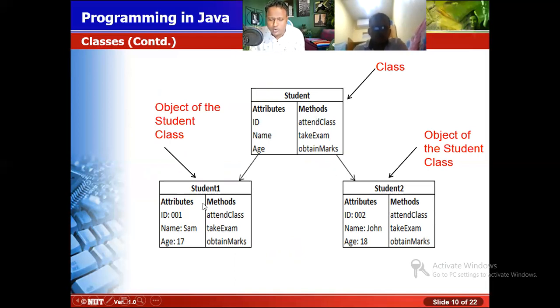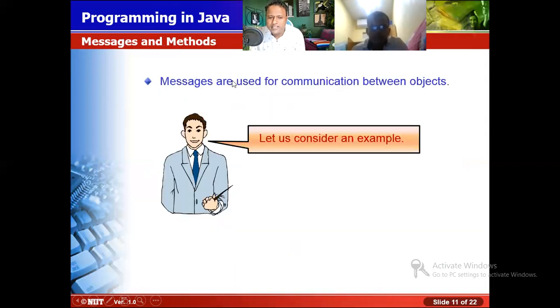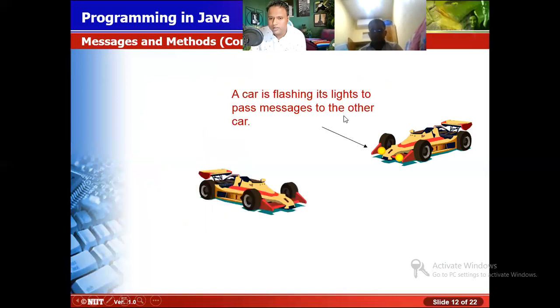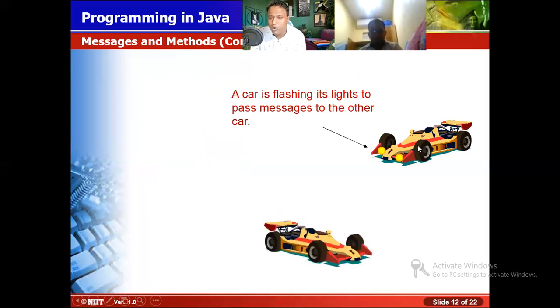Student is a class, and student 1 and 2 are called instances of the class. Messages are used for communication between objects. Like when you are riding a bike or driving, sometimes if you want to overtake or stop somebody, you use the headlight. A car flashes the light to pass the message to the other car to move. Here one car is passing the message to the other car for moving.